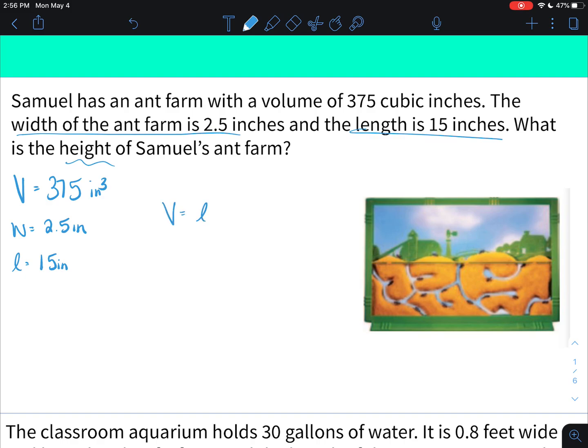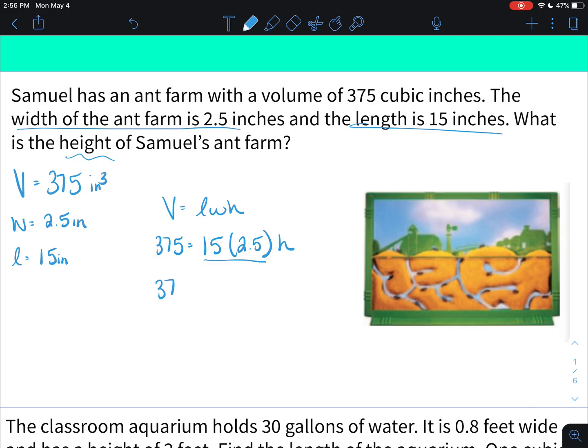So I'm hoping you know that the volume formula is volume equals length times width times height. So plug everything in that you know. So V is 375. The length is 15. The width is 2.5. And the height we are missing. So we're just going to solve for H and go through the steps that I hope you know. So I'm going to simplify 15 times 2.5.